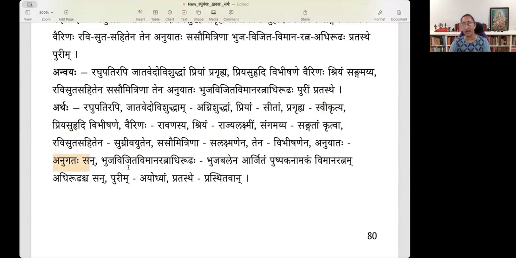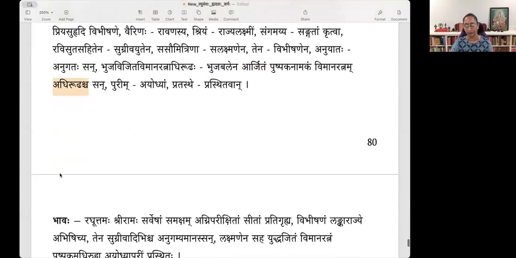Bhuja Vijita Vimana Ratna Adhirudaha, Bhujabalena, with his prowess. He had won over, he had acquired it by the force of his bravery. So, Arjitam, earned. Pushpakanamakam Vimana Ratnam Adhirudhaha, having climbed onto the Pushpaka Vimanam, which was a great vehicle, Ratnam, Sreshtam. Purim Ayodhyam Prataste Prastitavan, he started towards Ayodhya Puri.